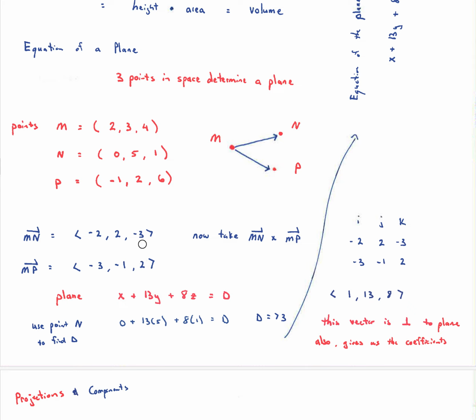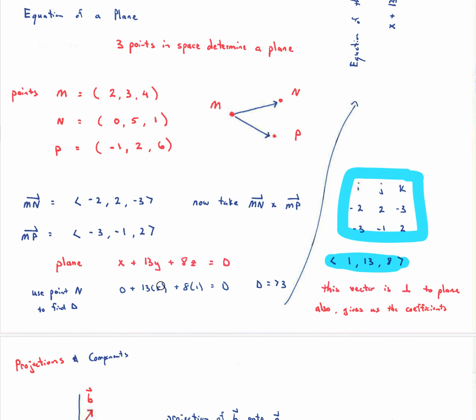If I take the cross product between MN and MP, I will get a new vector, and that vector will be perpendicular to the plane formed by M, N, and P. The cross product I do right here, this is me taking the cross product of the vectors MN and MP, and I get this. We know that vector is perpendicular to the plane, and we can use those coefficients as the coefficients of a plane.